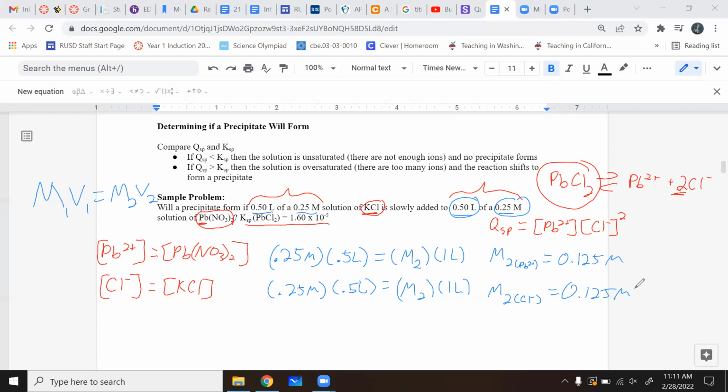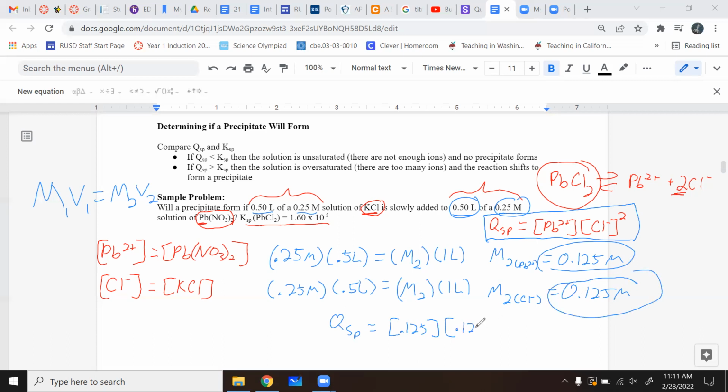So, taking that information, we can now plug this into our QSP formula that we already wrote out. So our QSP is going to be equal to our lead concentration, which we solved for, 0.125, times our chlorine concentration, which again we solved for, raised to the power of 2. So overall, it's going to be 0.125 cubed, which if we do that math out is equal to 0.0020 approximately.